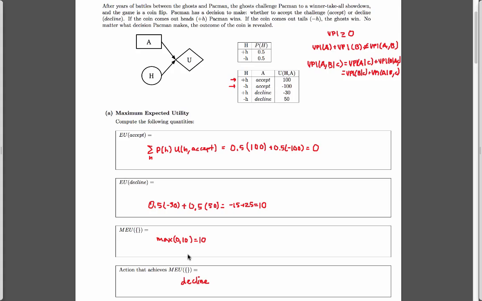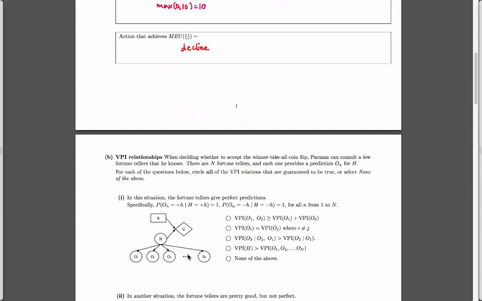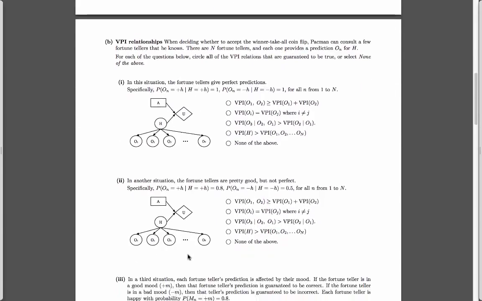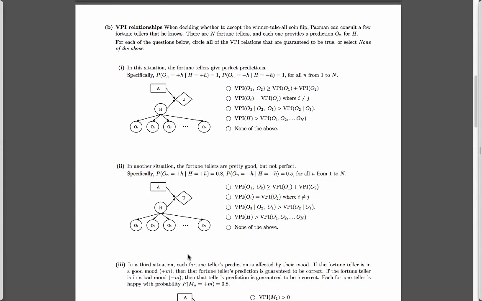Okay, now let's look at the second part of this question. So now we have some fortune teller observations, and we're in the same case where Pac-Man has to make an action about whether to accept or decline, but there's additional information coming from these fortune tellers that know something about the outcome of heads or tails.